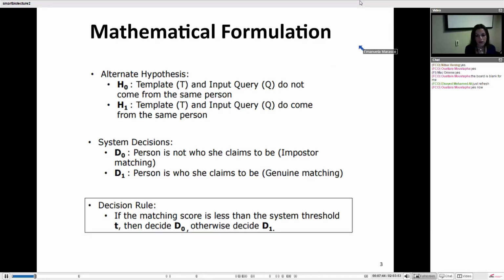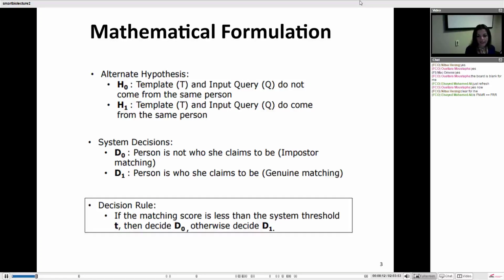We can also discuss a little bit of mathematical formulation related to the evaluation, so that we can refresh the verification task and the error related to it. For most of you it's clear, so I can read the messages.